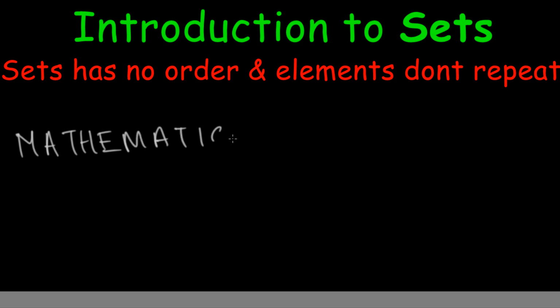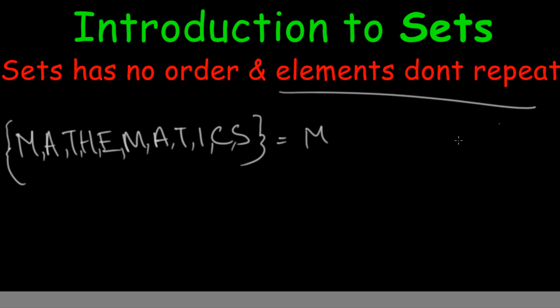Mathematics. Okay, now I can call this group of letters a set. Now let's say we will name this set, and you need to put commas between the set's elements. Say that I want to make this word mathematics a set, and I want to call that set M. Okay, we can do that, that's fine, but elements don't repeat.